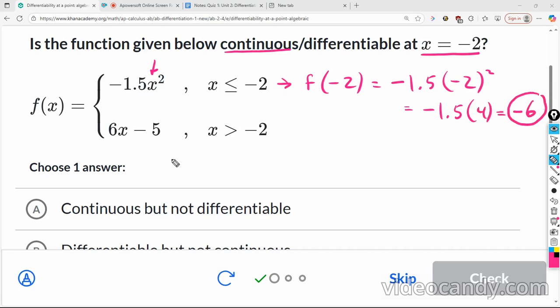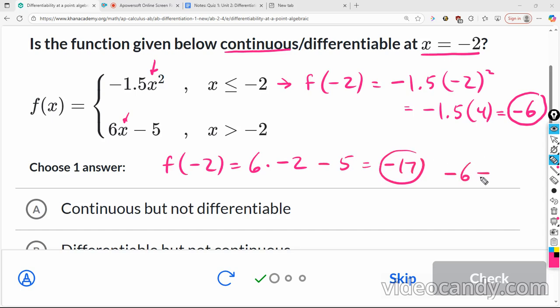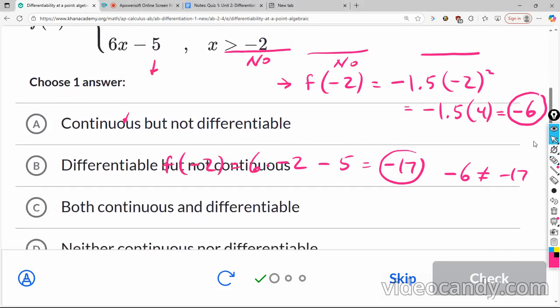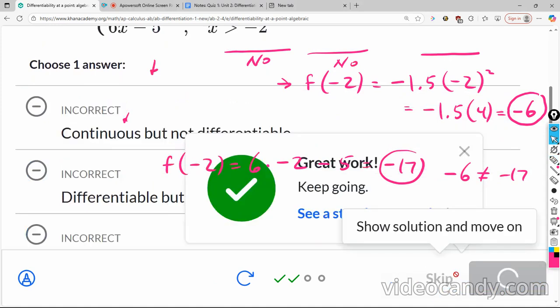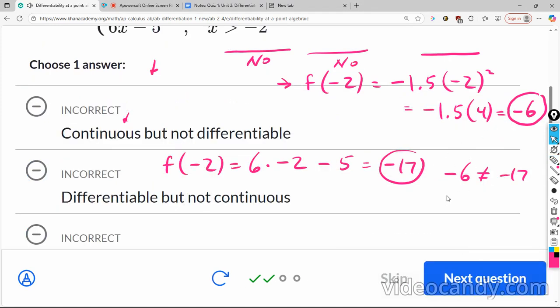For this one here, plug in negative 2. That's going to be 6 times negative 2 minus 5. That's negative 12 minus 5, which is negative 17. Are these equal? No, negative 6 does not equal negative 17. Okay, so it is not continuous, and we don't have to do step 2. If it's not continuous, it's also not differentiable. Okay, so we got lucky on that one. It is neither. Remember, if it fails step 1, then you don't have to do step 2.